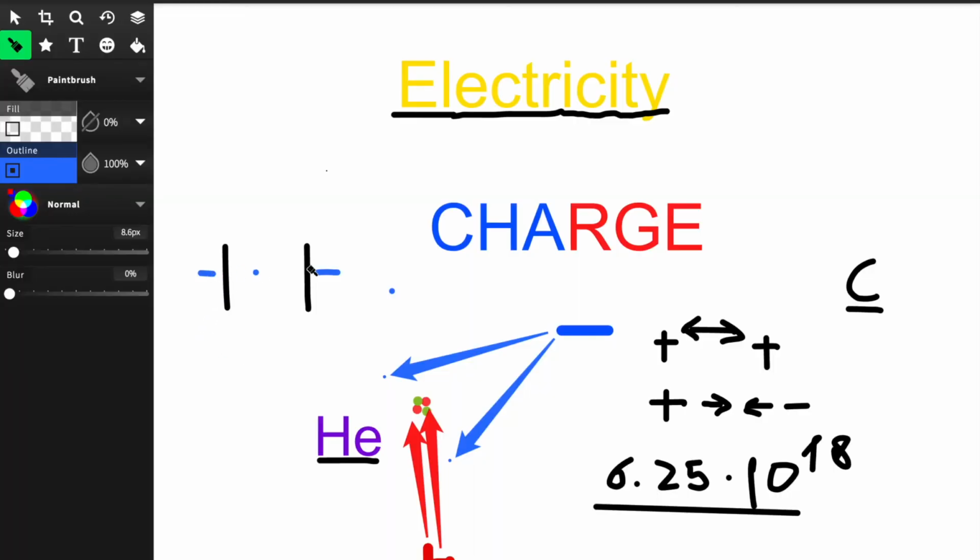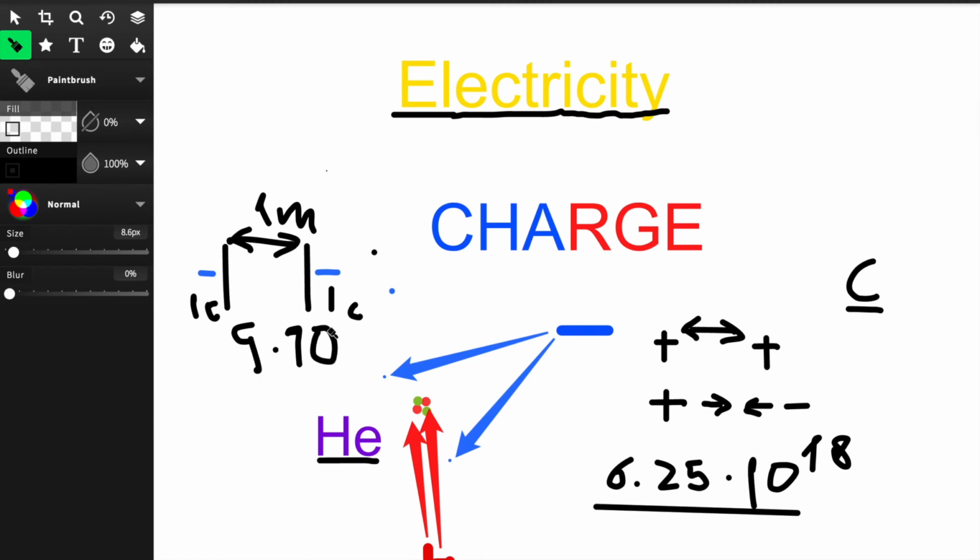So when you have 2 negative objects 1 meter apart and they're both 1 coulomb, so this is 1 coulomb and this is 1 coulomb, and they're both like charges, so either positive or positive or negative or negative, as in this case, then the force of repulsion between these 2 objects is 9 times 10 to the 9th newtons. So that's a huge force between these 2 walls.